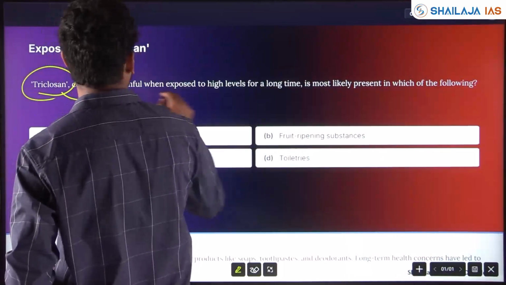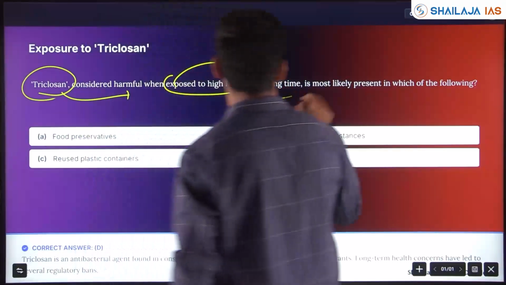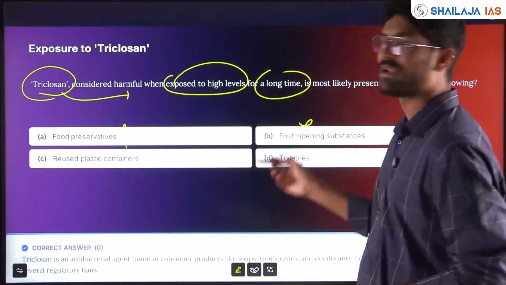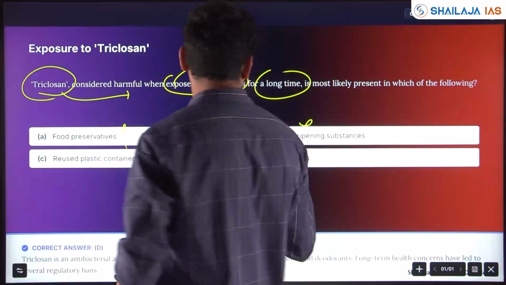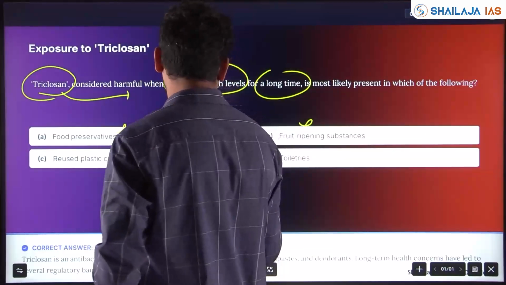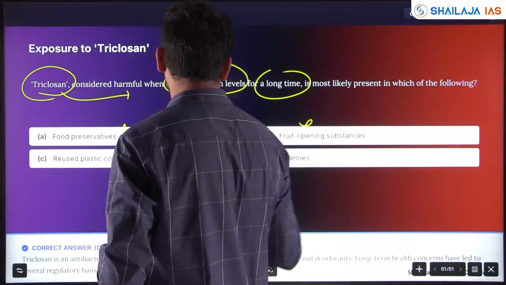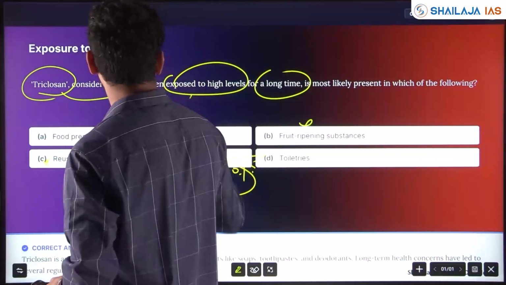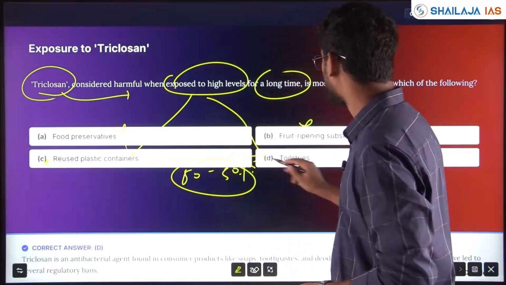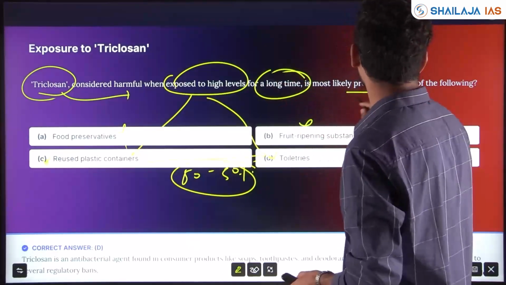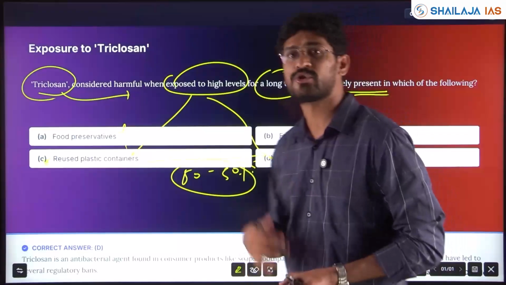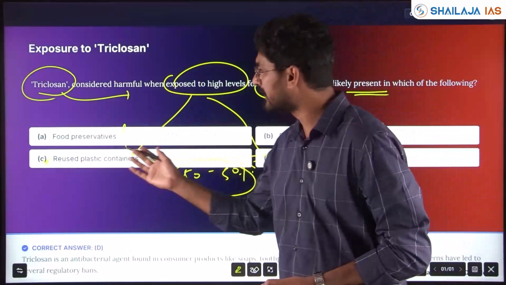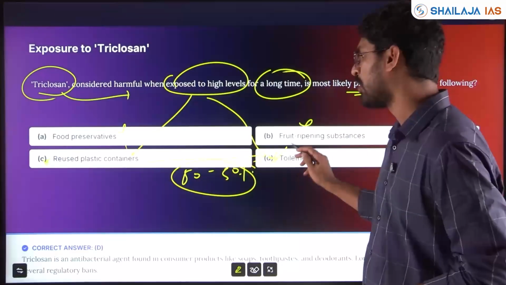Triclosan is considered harmful when exposed to high levels for a long time. High level, long time. So food preservative you can eliminate. Fruit ripening, not high level and not long time. Residual plastic container and toiletries, 50-50. By reading the statement, you can come to 50-50. Reuse plastic containers, if you use it, and toiletries. Long time is mostly present in which of the following? Exposed to high level and used for a long time. Here you need to have clarity. At least 50-50 if you eliminate, this would be toiletries.